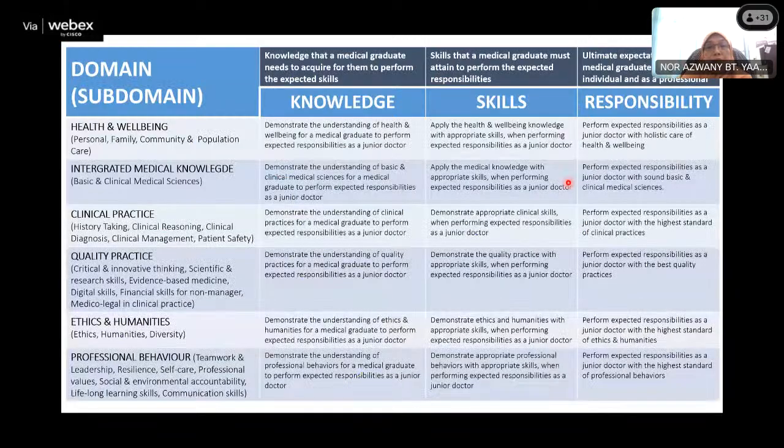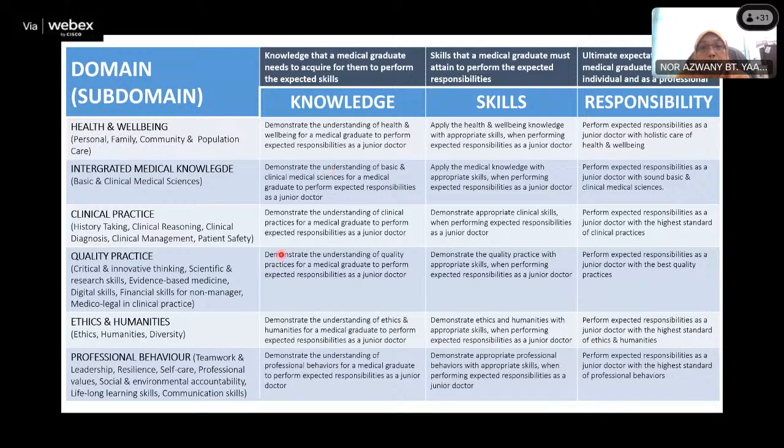So when we further make descriptors for all the domains and subdomains, we have a descriptor for every domain, and for each subdomain also we have descriptors, which I think due to time limitation I won't share here, but of course I can share with you later if you request for that.